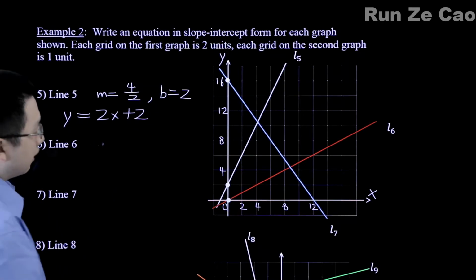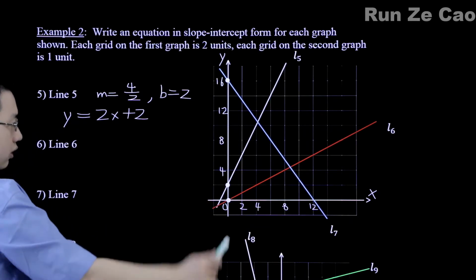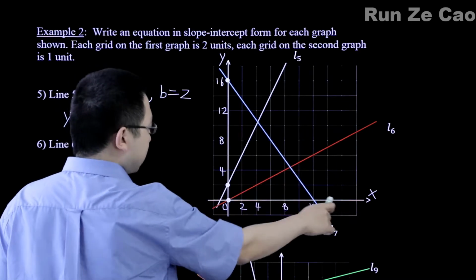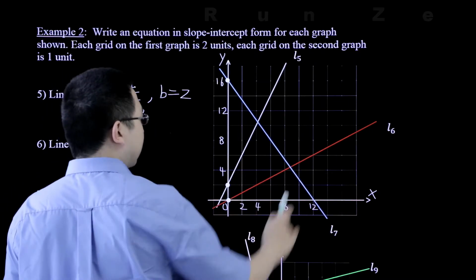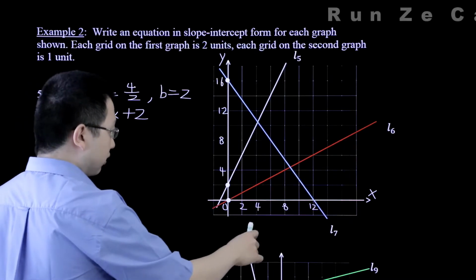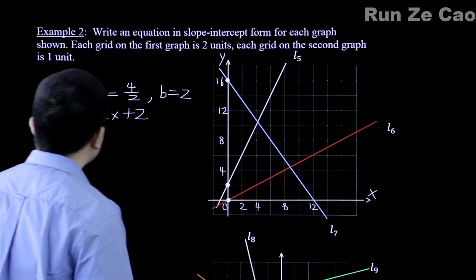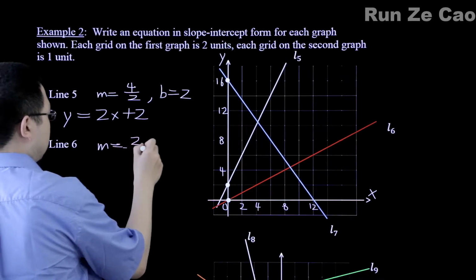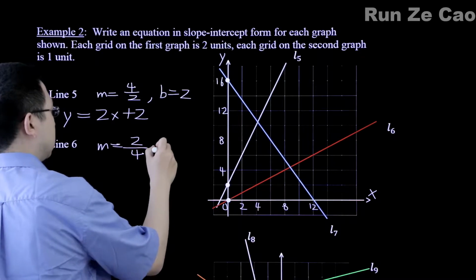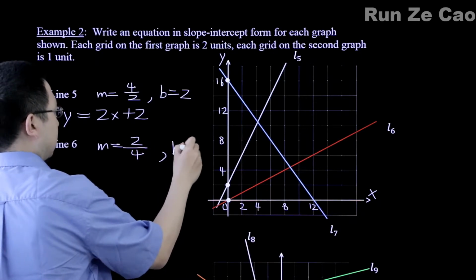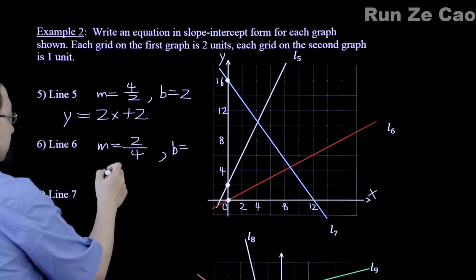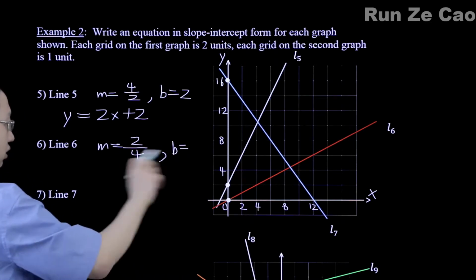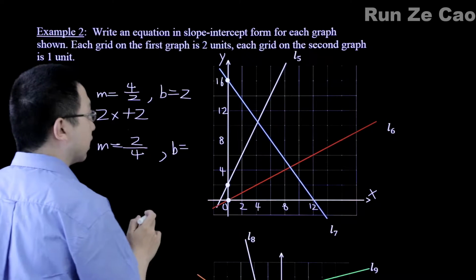Line 6, L6, that's through the origin. The slope is, well, technically taking a bigger sample is better, but we see pretty clearly that for every 2 units across, it goes 1 unit up. So m equals 2 over 4, and b, simplification here is actually optional, but if the question gives you enough room, do it properly. If not, you can go across, even though that's not proper notation, really.